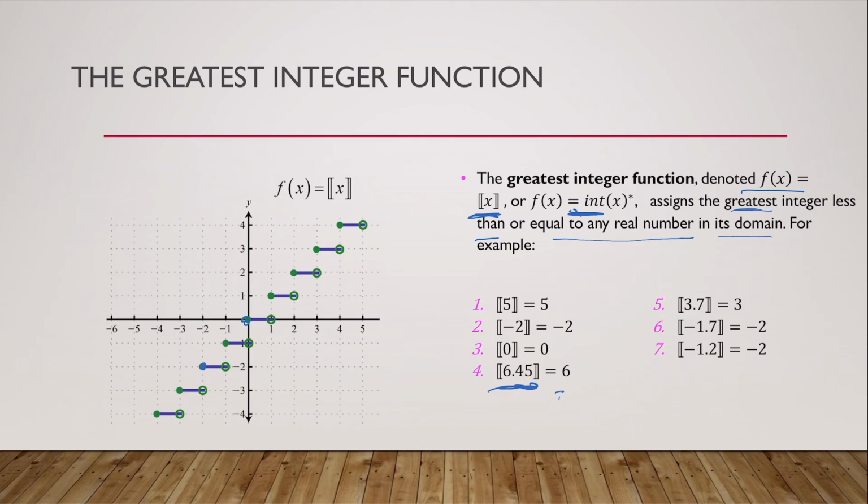So for example, if I have 4.5, that's going to go to 4. If I have 4.3, that's going to go to 4. If I have 4.999, that's going to go to 4. It pushes it down. Okay, for negatives, it's the same. If I have negative 1.7, that's going to go to negative 2. We push it to the next integer lower than it. If I have negative 3.5, that's going to go to negative 4. We push it down. So that's the greatest integer function.